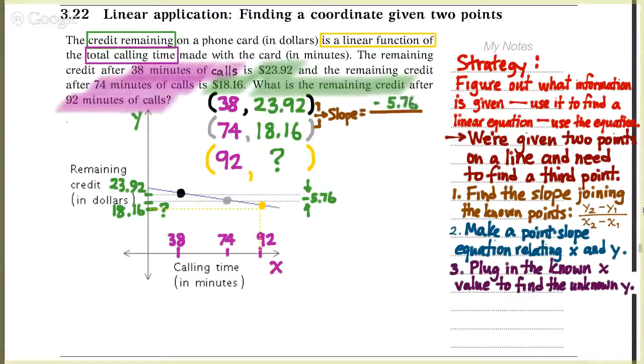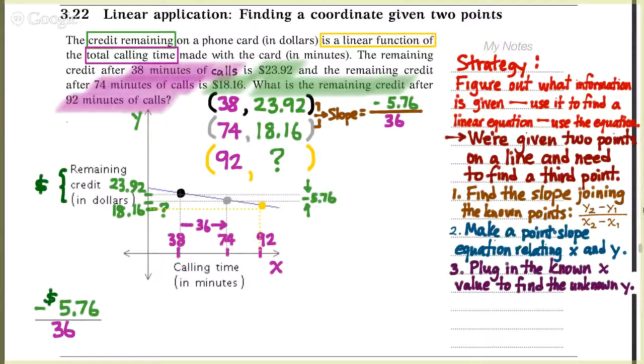Subtracting the x values, 74 minus 38, will give me positive 36. So there's my run, which is the denominator of my slope. And I want to take a quick pause here, now that we have a fraction that looks like a slope for our relationship, and think about what that slope actually tells us about these calling cards.